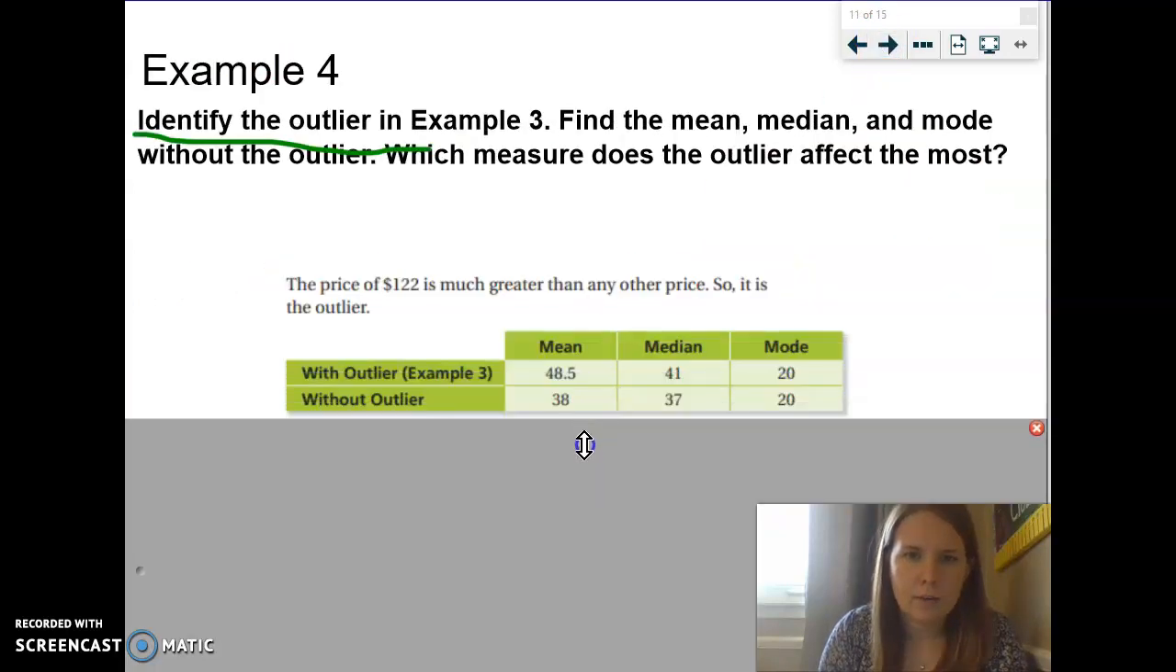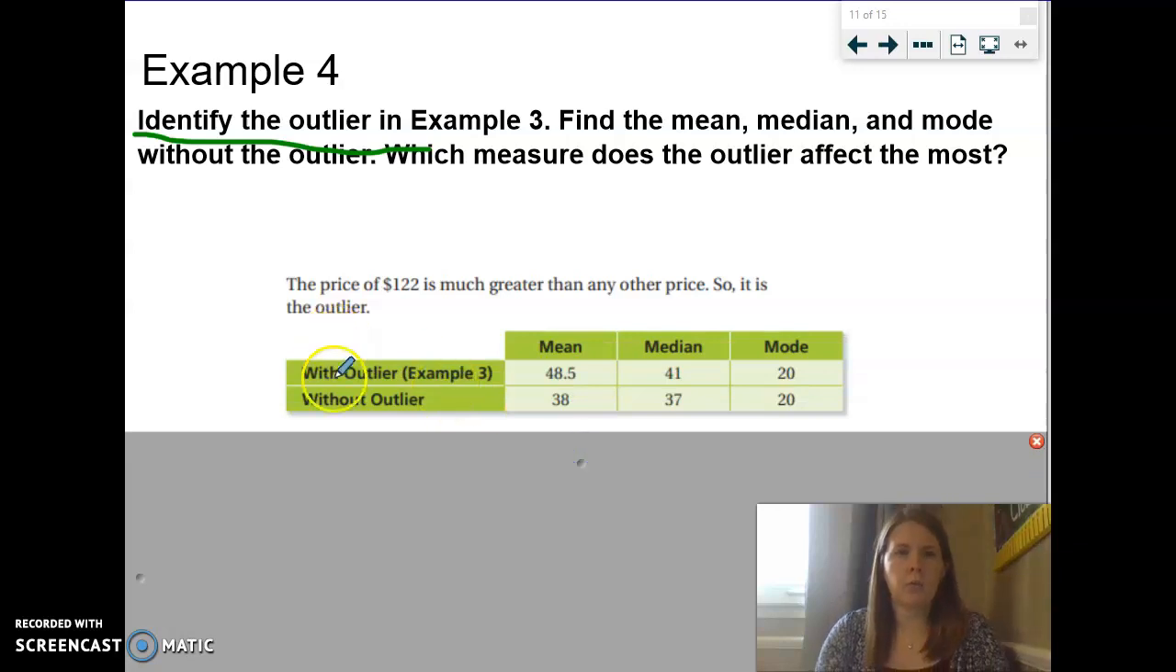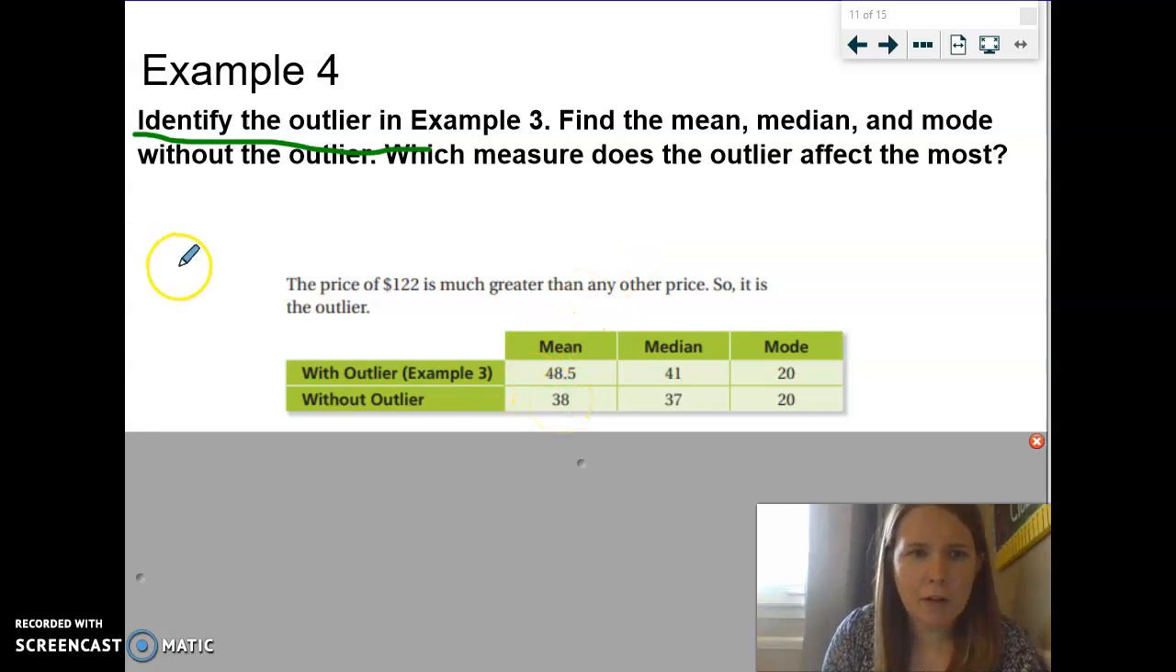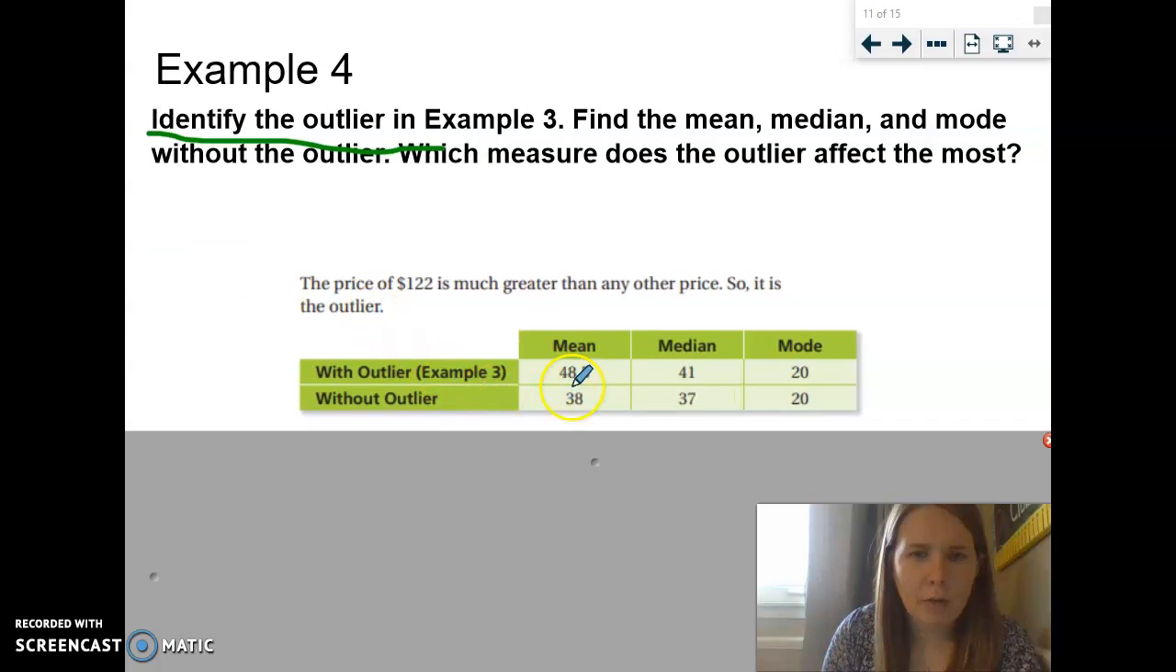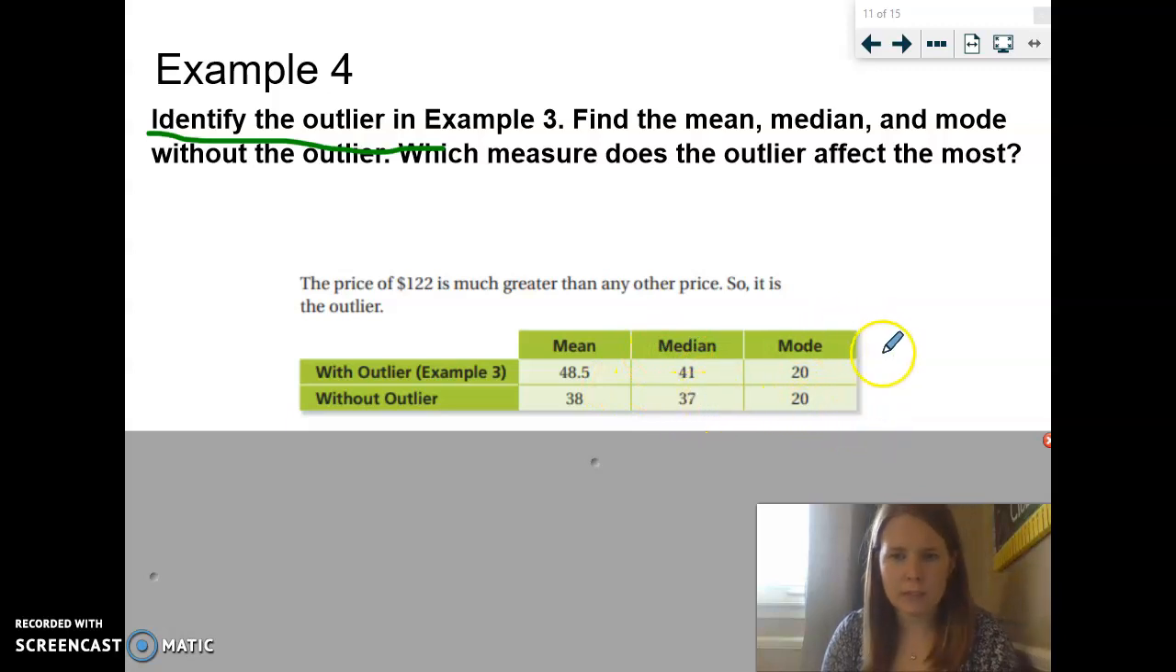All right. So with outliers, these were the numbers we came up with before, 48.5, 41, and 20. When we go back and we take out that outlier and we add them all together, then what happens is that my mean changes to 38. My median changes to 37, and my mode still stays the same because it's the most frequent thing I have going on.